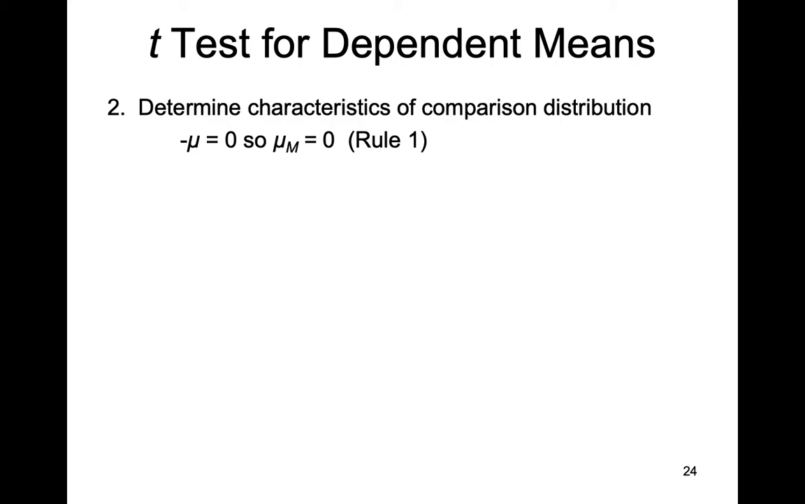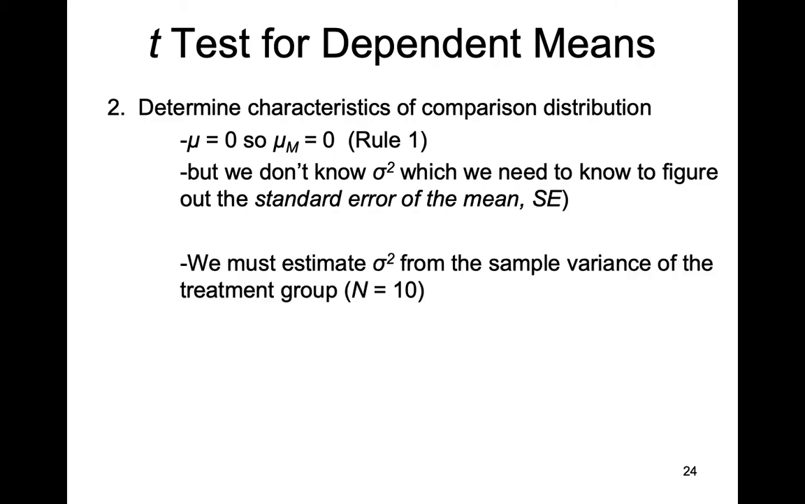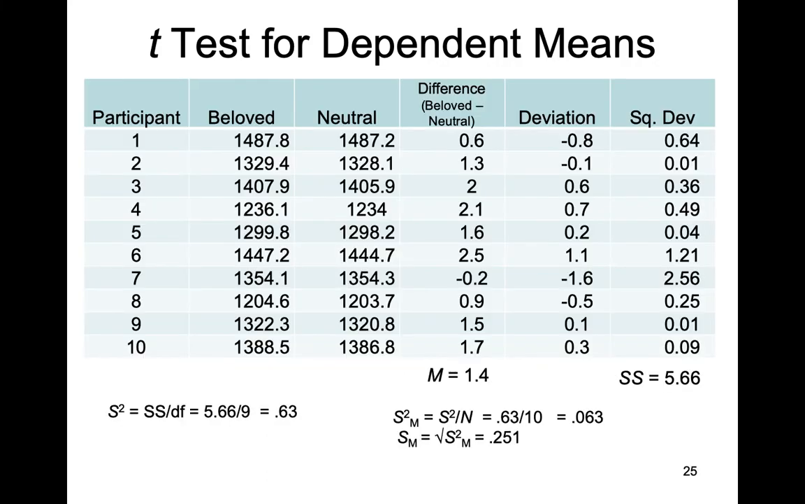Characteristics of the comparison distribution. We know that the comparison distribution, which is a distribution of means, will have a mean of 0. We don't know the population variance, so we need to figure that out. So the population variance needs to be estimated from sample variance, and doing so will give us the ability to determine standard error using Rule 2a. Okay, so here's the data.